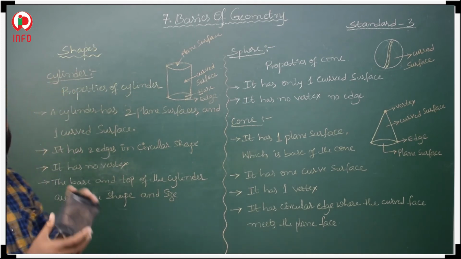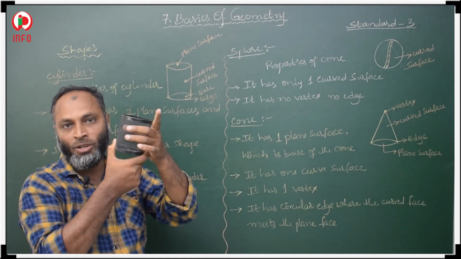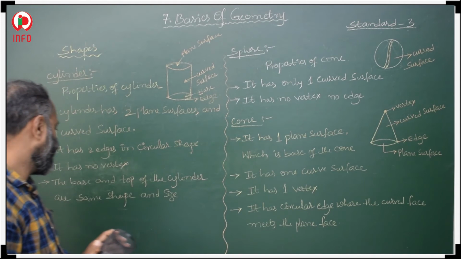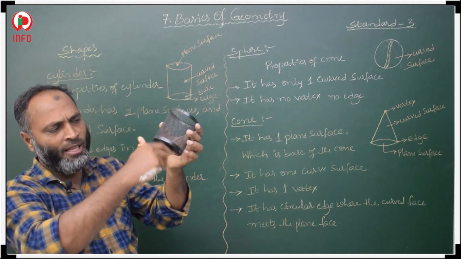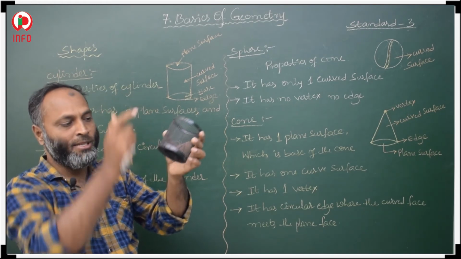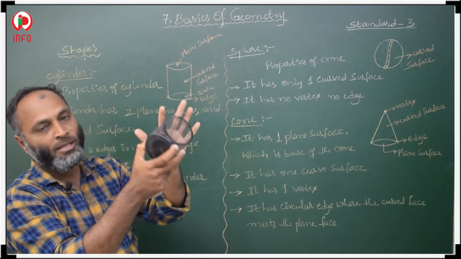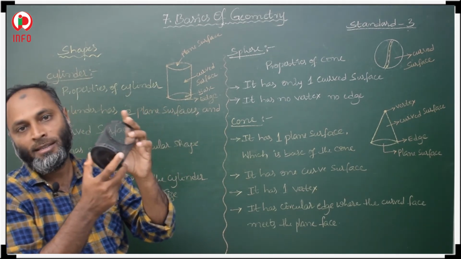Then it has no vertex. This is a curved shape, no? So that is why it has no vertex. This cylinder has no vertex. And the base and the top have the same size. This base is in circular shape and the top is also in circular shape. The size of base and top both are the same.